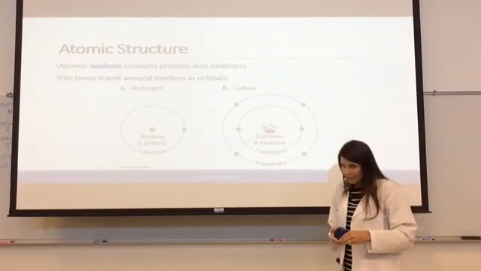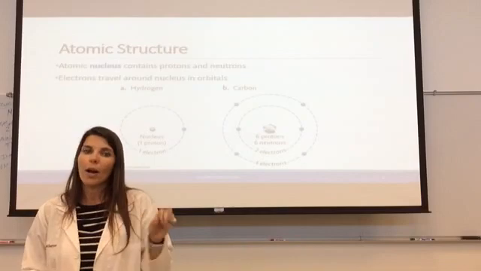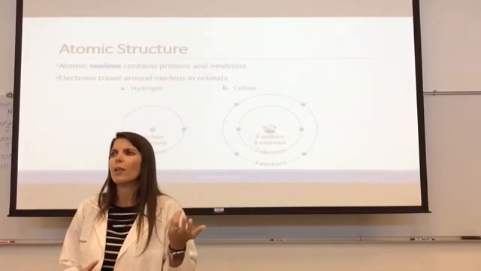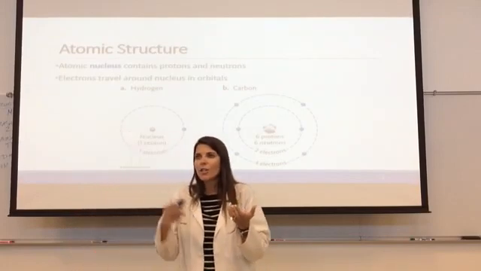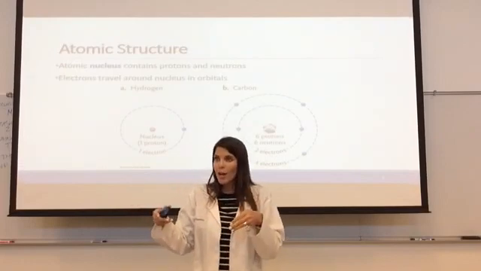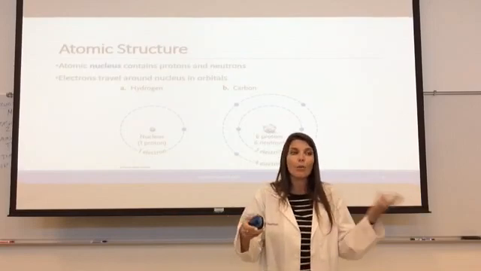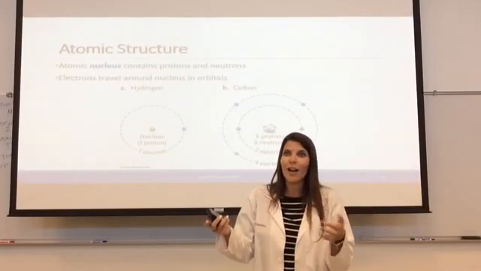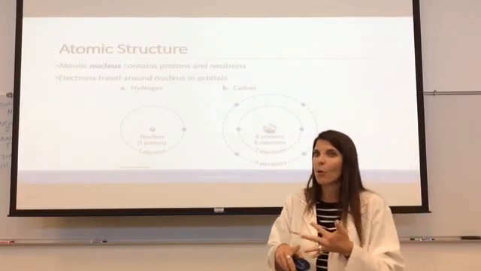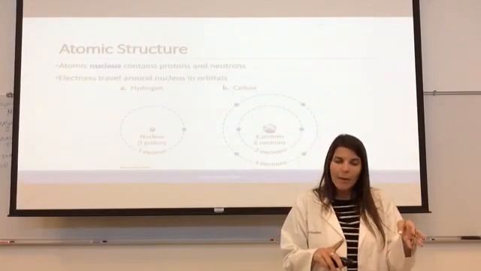Atomic structure. Right now, first of all, are atoms living or non-living? Non-living. The smallest unit of life is a cell. And we actually don't get into cells until chapter 4. So after chapter 2, which is chemistry, we'll do chapter 3, which is biochemistry, which is the chemicals that we find in all living things. And that's going to be our carbohydrates, our proteins, our lipids, and our nucleic acids. That's chapter 3. Then we'll get to chapter 4.